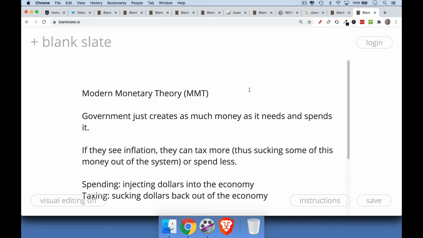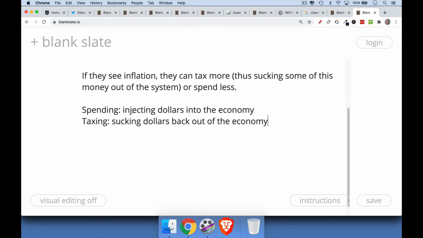And then what they do is if they start to see inflation in the system, if they're growing the money supply faster than the real economy can withstand, basically they'll just raise taxes. And this, because you have to pay your taxes in US dollars if you live in the US, will suck some of the money out of the system. And so you have two ways in MMT. You basically have two functions.